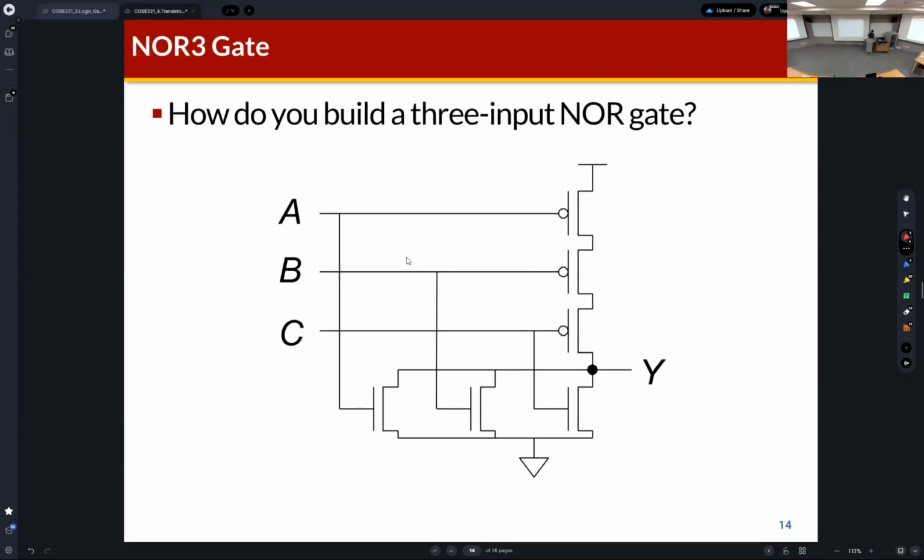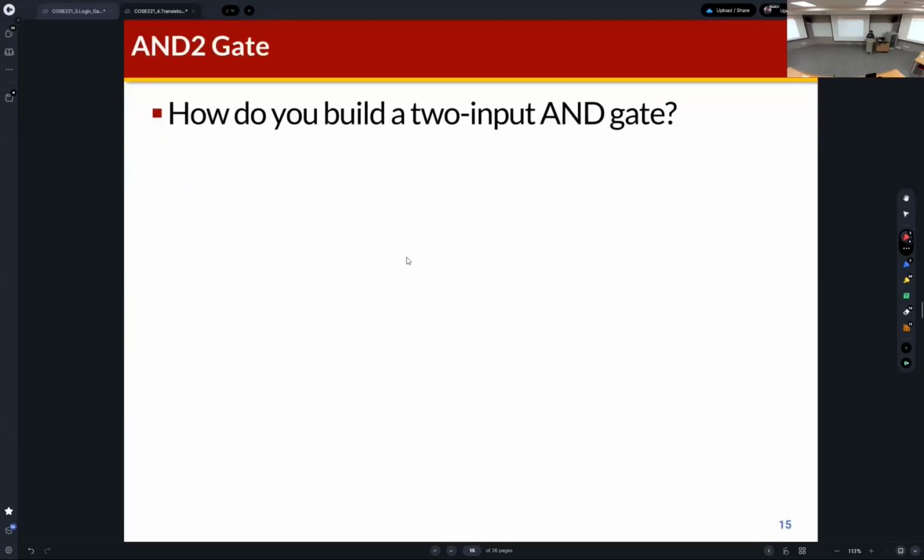As you can see, the PMOS transistors are serially connected to the VDD, and the NMOS transistors are connected to the ground in parallel. Okay. Then how can we build a 2-input AND gate? We learned about the 2-input NAND gate. Then how can we build a 2-input AND gate? Can you guess?